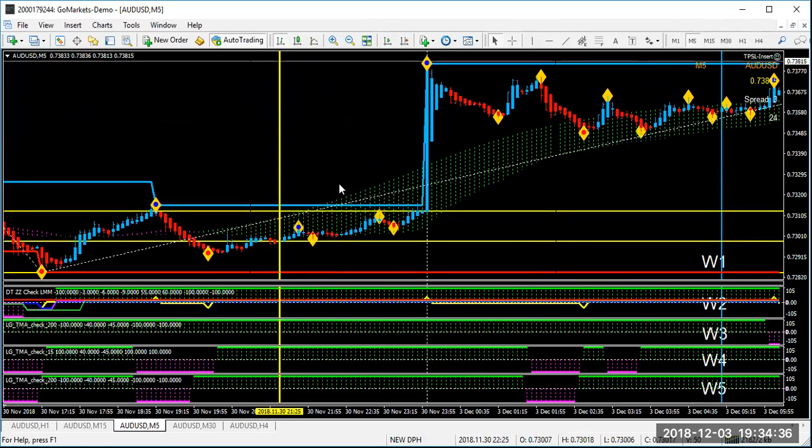Okay, so that's my profit level 1. Profit level 2 is twice that, so it's 28 pips from open. Okay, that's there. Okay, up there.